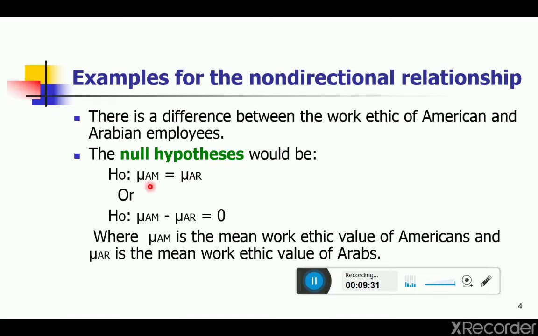On average, American and Arabian work ethics are equal, which simply means that their difference is equal to 0, where AM is the mean work ethic value of Americans and AR is the mean work ethics of Arabians.